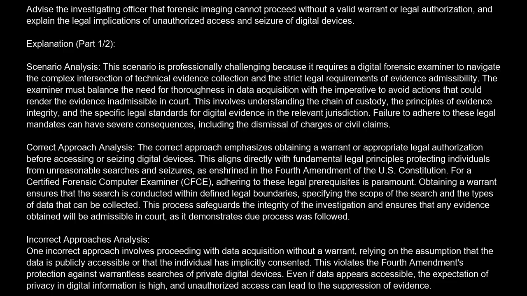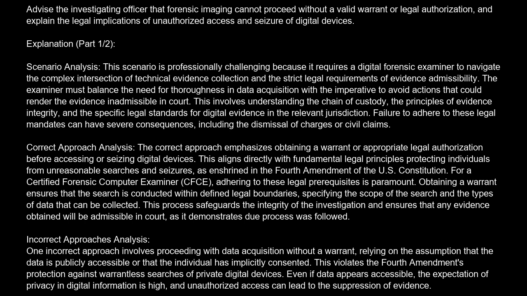Correct approach analysis. The correct approach emphasizes obtaining a warrant or appropriate legal authorization before accessing or seizing digital devices. This aligns directly with fundamental legal principles protecting individuals from unreasonable searches and seizures, as enshrined in the Fourth Amendment of the U.S. Constitution. For a certified forensic computer examiner, CFCE, adhering to these legal prerequisites is paramount. Obtaining a warrant ensures that the search is conducted within defined legal boundaries, specifying the scope of the search and the types of data that can be collected. This process safeguards the integrity of the investigation and ensures that any evidence obtained will be admissible in court, as it demonstrates due process was followed.